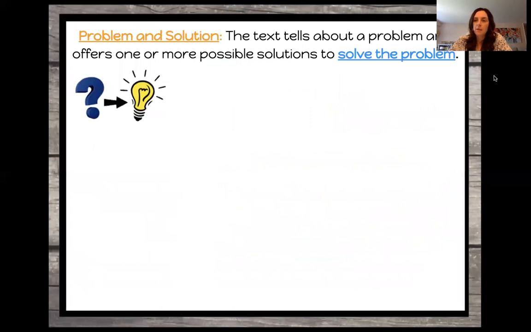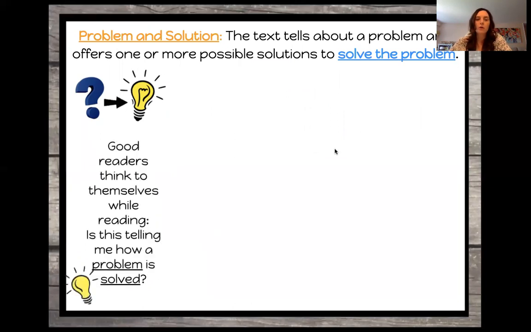The next type of text structure that we are going to look at is the problem and solution. So this text gives information about a problem and offers one or more possible solutions to solve the problem. This can sometimes get easily confused with cause and effect, and I'm going to show you how to tell the difference. So while you're reading, you want to think to yourself, is this telling me how to solve a problem or how a problem is solved?